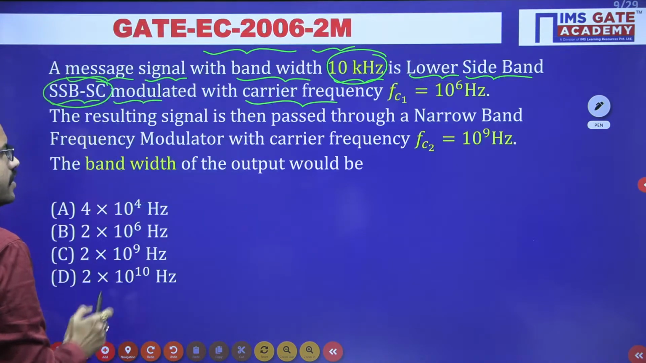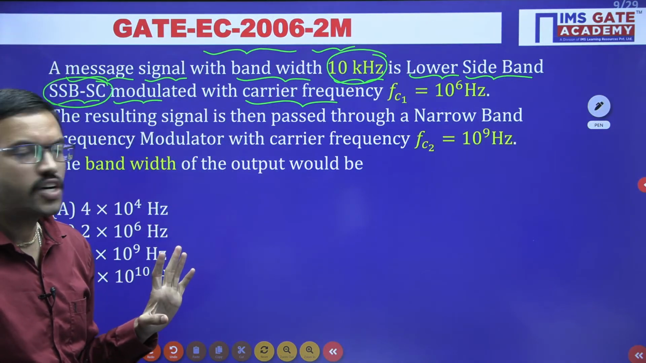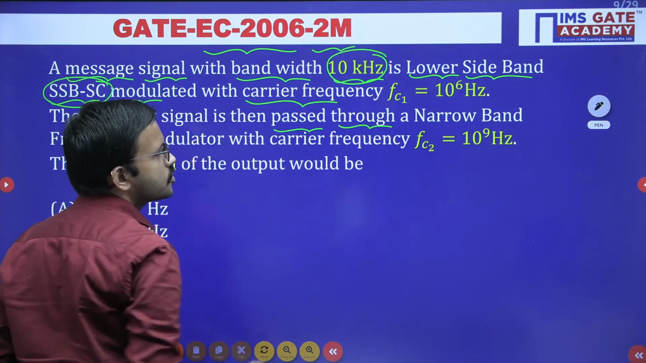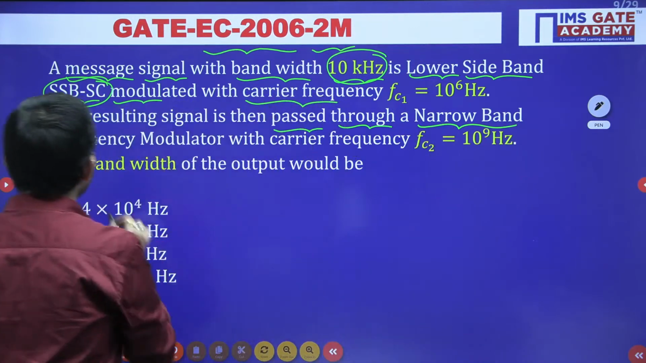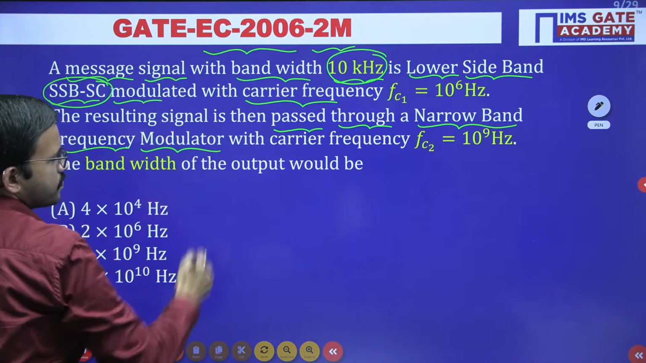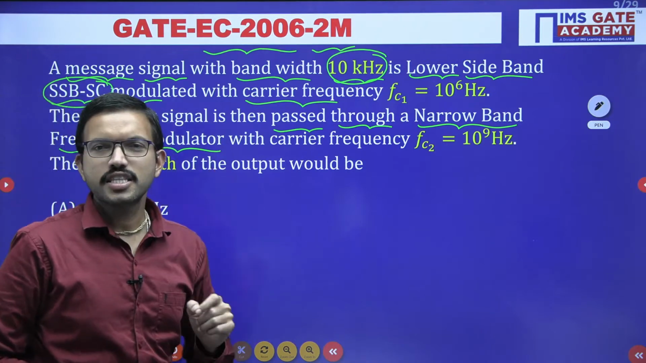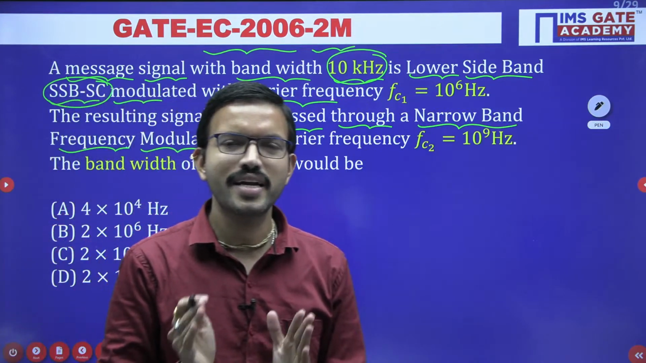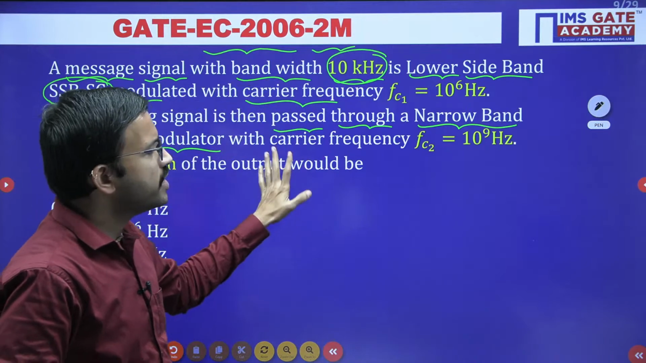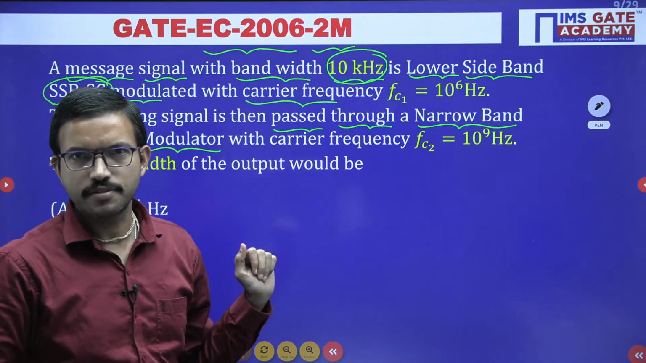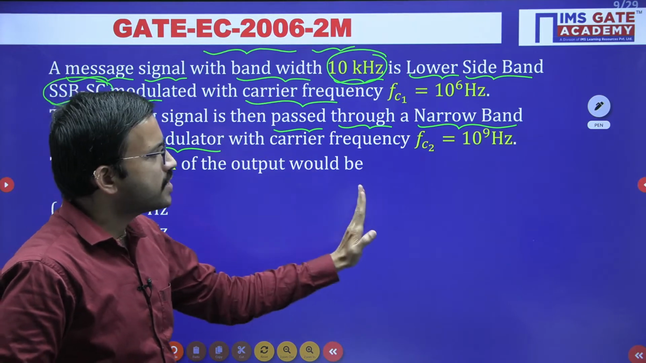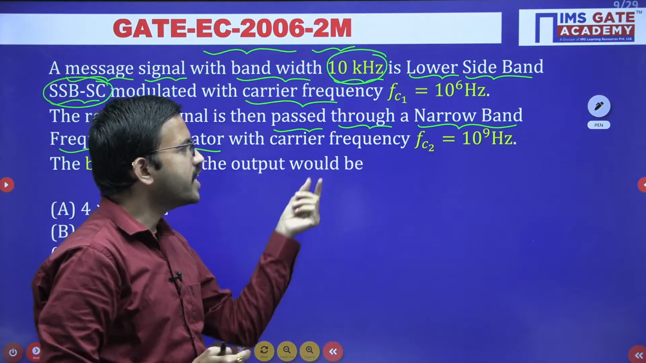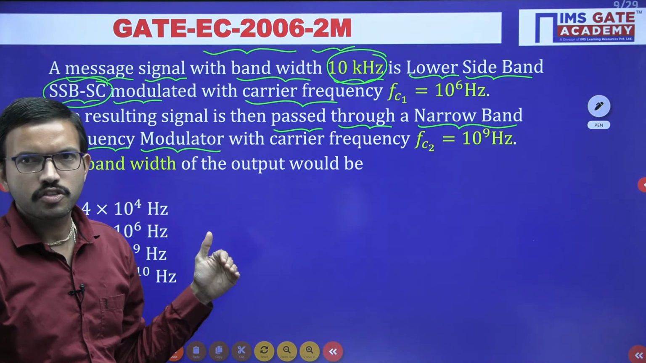Now, the SSB-SC signal we got is passed through a narrowband FM. Narrowband FM is similar to AM only. In AM we have both the sidebands along with the carrier. Similarly in narrowband FM you will get both the sidebands and the carrier. The only difference is that the carrier and upper sideband give a similar magnitude spectrum, whereas the lower sideband is 180 degrees out of phase.